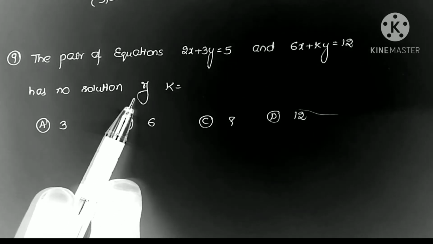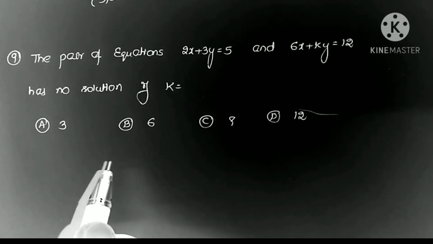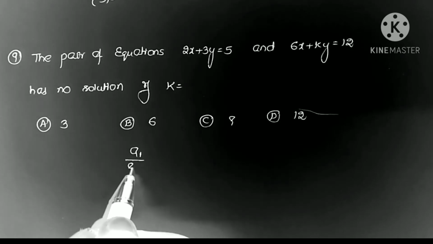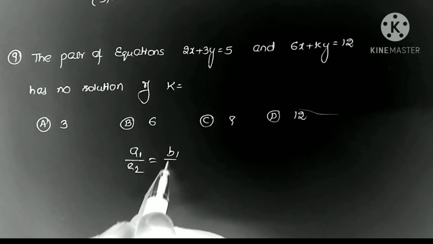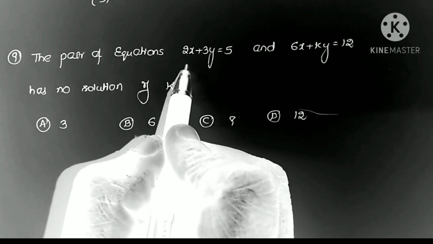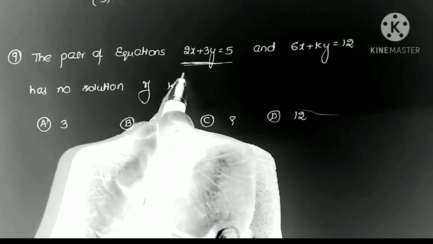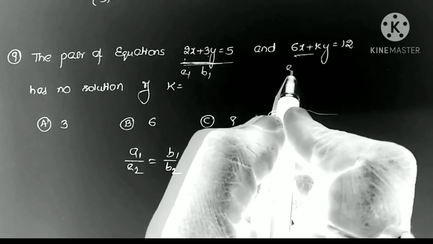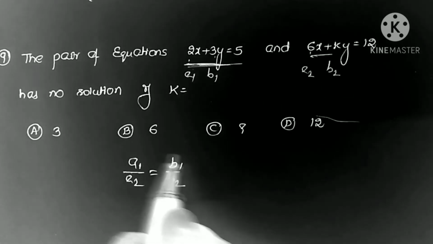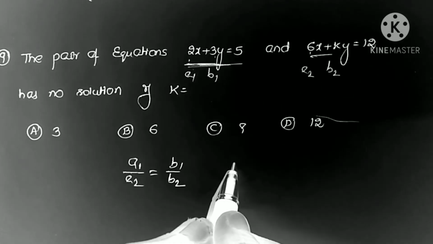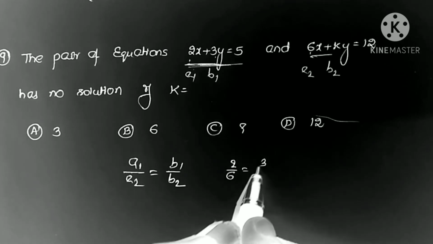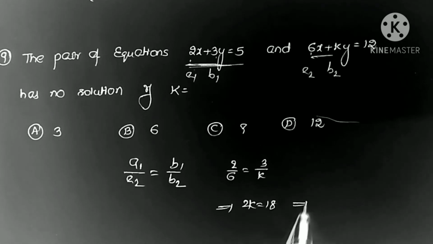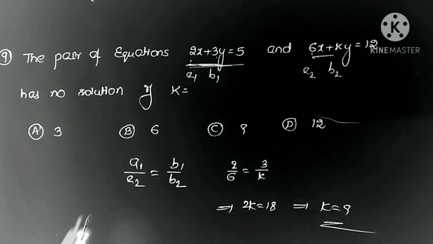Next problem, the pair of equations 2x plus 3y is equal to 5 and 6x plus ky is equal to 12 has no solution if k is equal to. Given lines have no solution means the lines are parallel, and the condition is a1 by a2 is equal to b1 by b2. A1, B1 are taken from the first line. A1 is equal to 2, B1 is equal to 3, and here A2 is equal to 6. Now substituting the values, A1 by A2, that is 2 by 6 is equal to 3 by k. Then 2k is equal to 18, then the value of k is equal to 9.